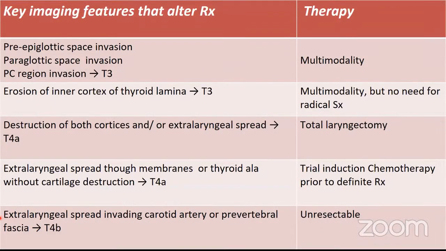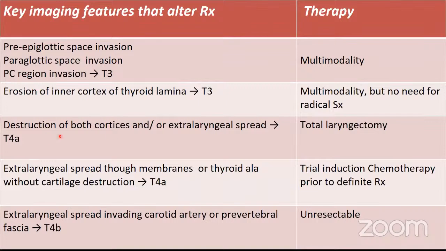Now, what are the key imaging findings which will have impact on the management? So the first three are the pre-epiglottic, paraglottic space, and postcricoid region invasion. If you see any of these, the patient would be a candidate for multimodality, that is CTRT. If there's an early or inner cortex erosion of the thyroid lamina, it could still benefit with multimodal treatment, but there is no need for radical surgery.